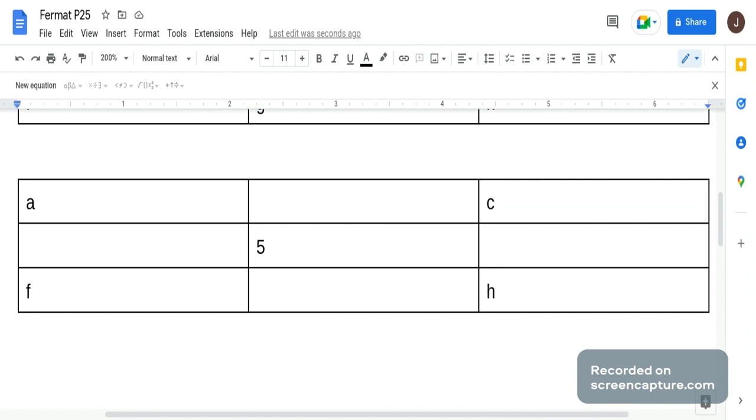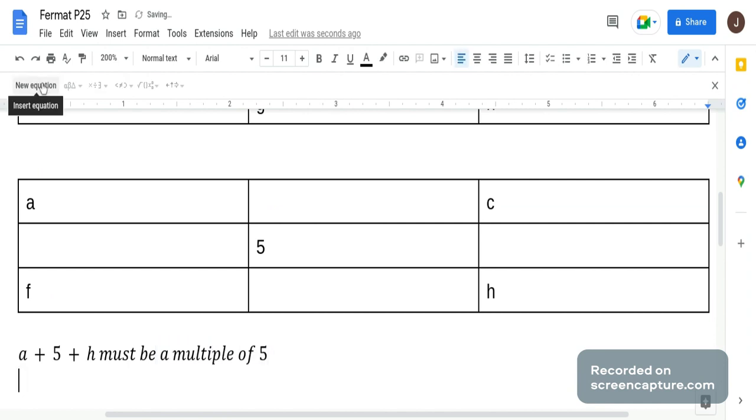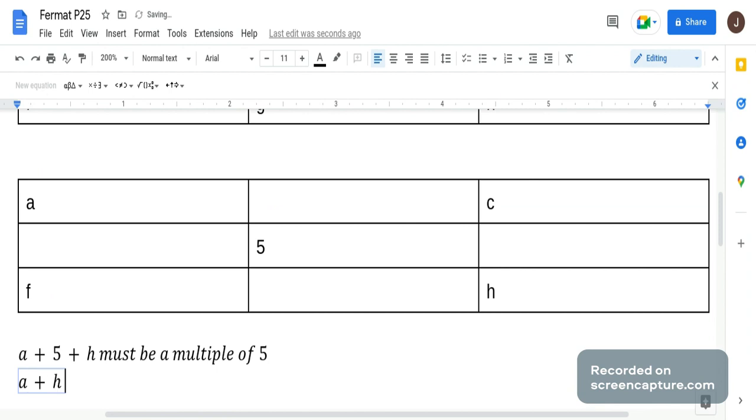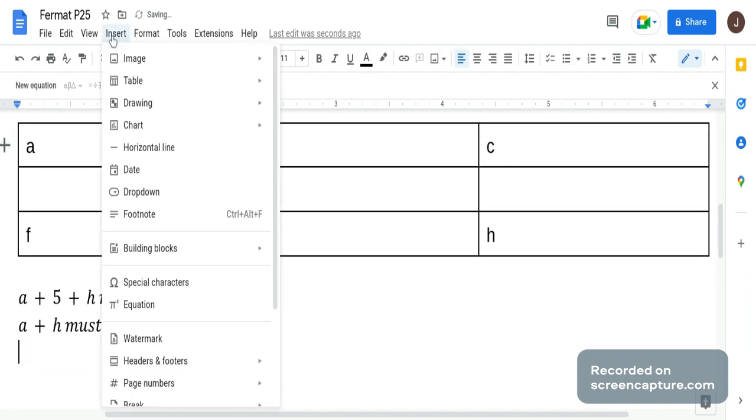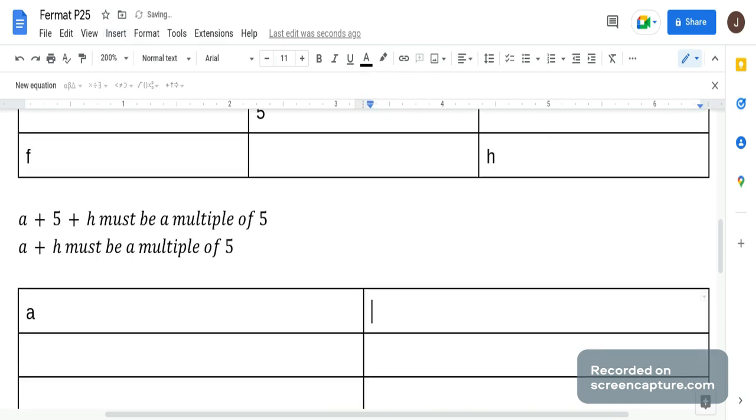By quick observation, because we want the main diagonal to be a multiple of 5, this means that A plus 5 plus H must be a multiple of 5. What can we conclude? This can then conclude that A plus H must be a multiple of 5. What we then do is that we can test some values here for A and H.